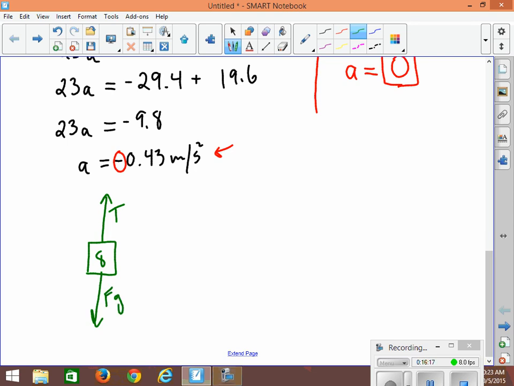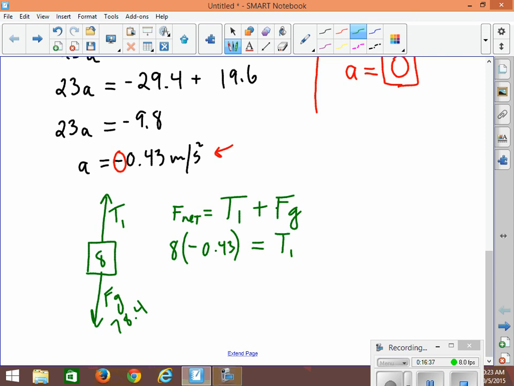And so the gravity force was 78.4, and we're trying to find this T1 value. So F net equals ma, right? In this case, it's equal to T1 plus gravity. And so we have ma, 8, and we know our a is negative 0.43. Now remember, in our reference frame, this number is contributing to clockwise motion. So although it looks like it's down, we have to remember that we are considering that as movement in a positive direction.